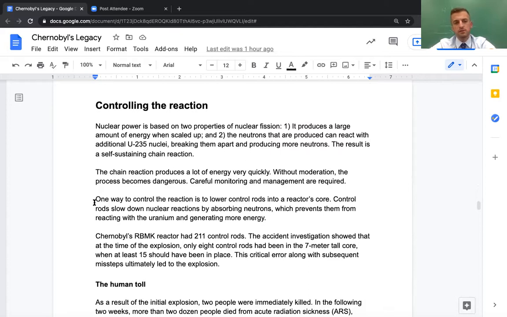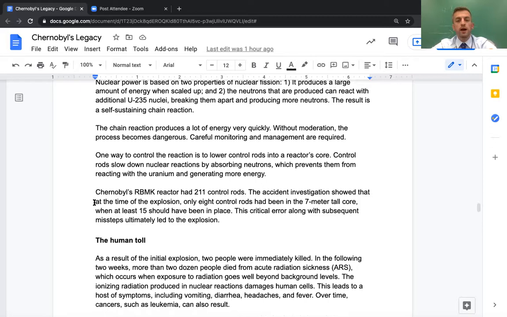Controlling the reaction. Nuclear power is based on two properties of nuclear fission. One, it produces a large amount of energy when scaled up, and two, the neutrons that are produced can react with an additional U-235 nuclei, breaking them apart and producing more neutrons. The result is a self-sustaining chain reaction. The chain reaction produces a lot of energy very quickly. Without moderation, the process becomes dangerous. Careful monitoring and management are required.